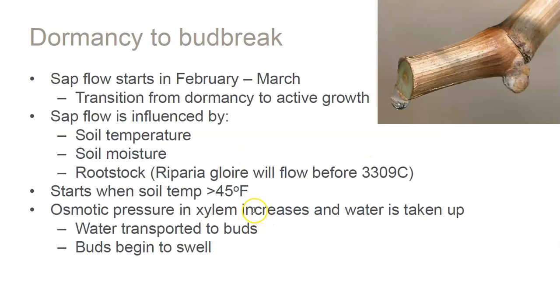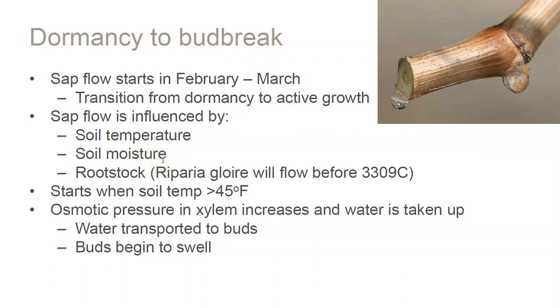Okay. Then when you start getting into ecodormancy, the only reason the vine hasn't broken bud is really because the temperatures aren't conducive to bud break. You'll start to see it transition when you see sap flow. You'll cut into the vine as we're pruning, and we'll see it dripping out, and that's how we know things are really starting to move, getting ready to break. That's mostly influenced by soil temperature and soil water content.